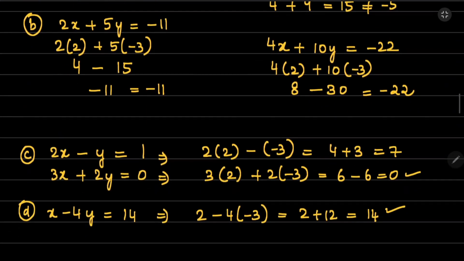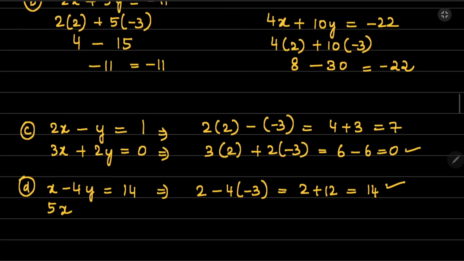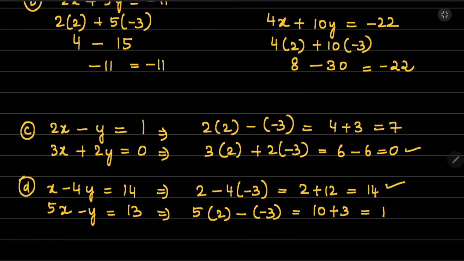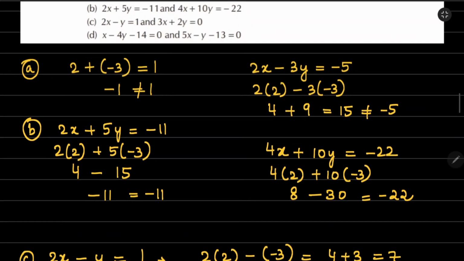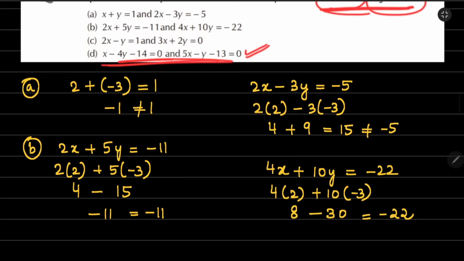What is the next one? 5x minus y should be equal to 13. So 5 multiplied by x equal to 2, minus of minus 3. This is nothing but 10 plus 3, which is equal to 13. Again, this is also satisfying. So the x and y values that are given, x equal to 2 and y equal to minus 3, both satisfy both these equations.